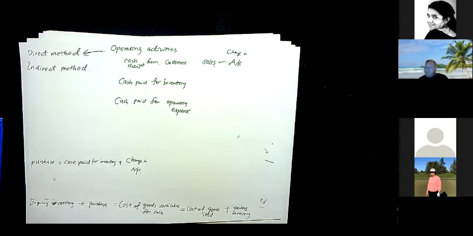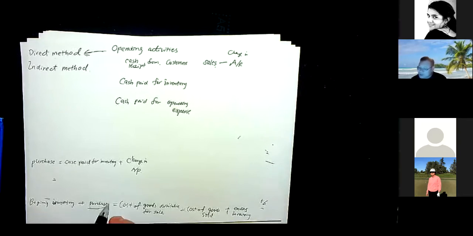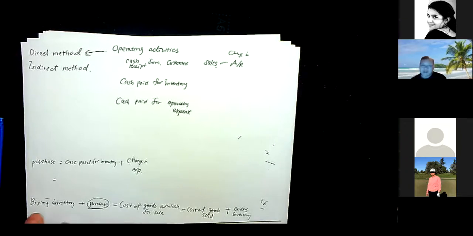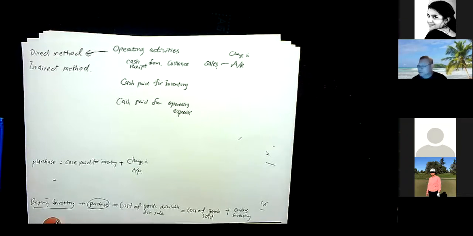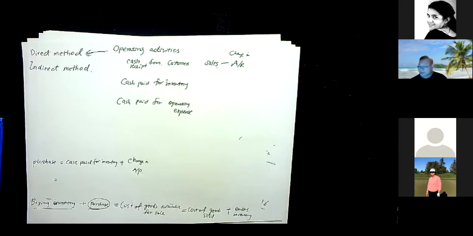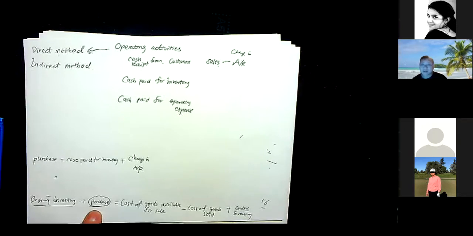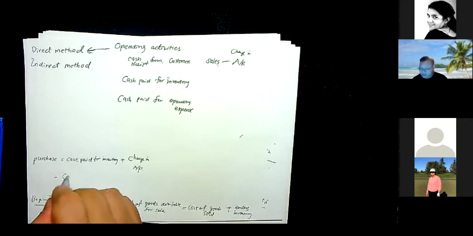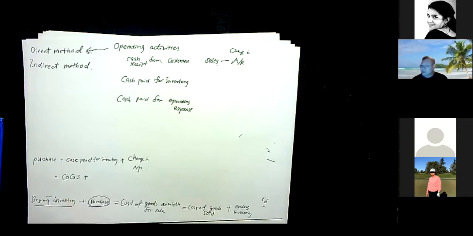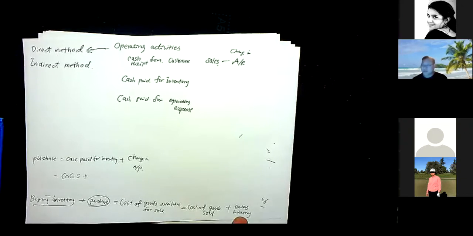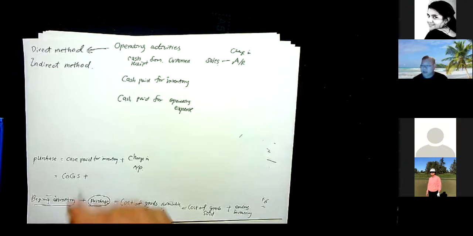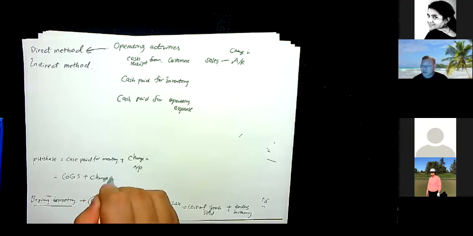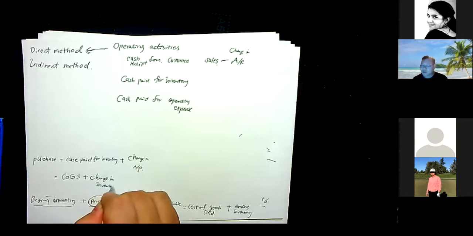Okay, so now what's my purchase? I'm going to move this item to the right side of the equation, and then I get my purchase. So purchase equals cost of goods sold plus ending inventory. This one, I'm going to move to the right side, so that became a minus. So ending inventory minus beginning inventory, that's my change in inventory.